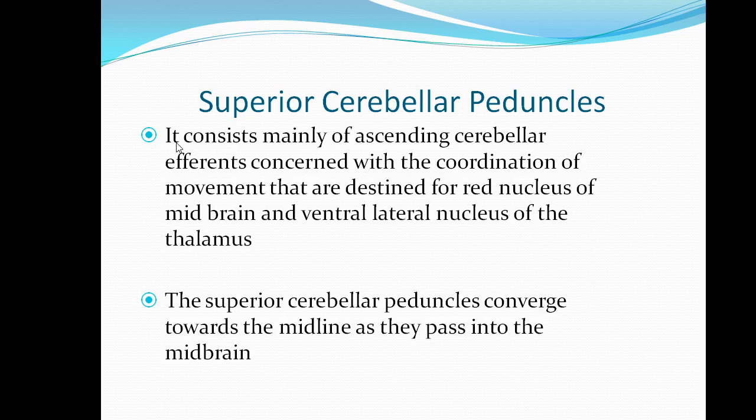Superior cerebellar peduncle consists mainly of the ascending cerebellar fiber efferents concerned with the coordination of the movements that are destined for the red nucleus of the midbrain and ventrolateral nucleus of the thalamus. The superior cerebellar peduncles converge towards the midline as they pass into the midbrain.